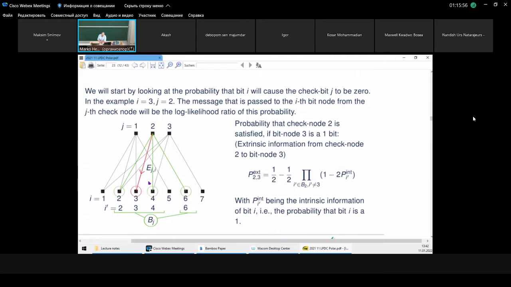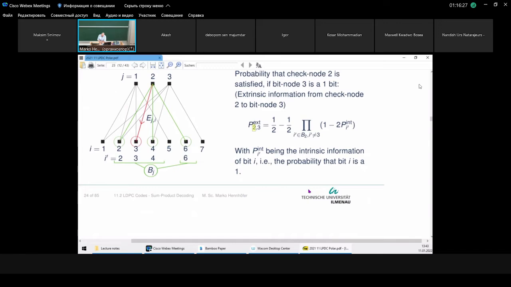Okay, then here basically the example which we spoke a lot about. How can we extract information from the neighboring observations for our observation of interest? So here is the extrinsic information that we can extract for bit node 3 over check node 2. We already spoke enough about this one, so we should be able to understand this.